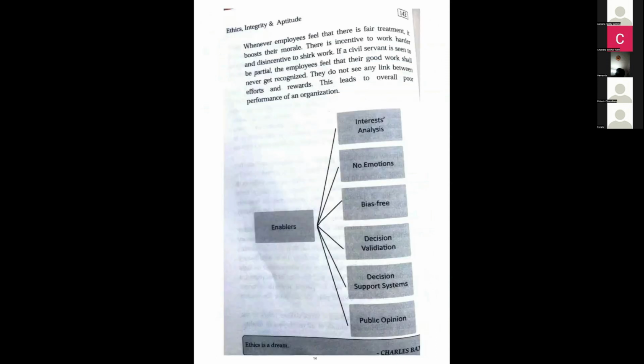Interest analysis, no emotions, bias free, decision validation, decision support system, public opinion, all this is necessary. You have to be bias free. Emotion should not come in. Validate your own decision. Decision support system: you should support your decisions. Taking public opinion is very important.